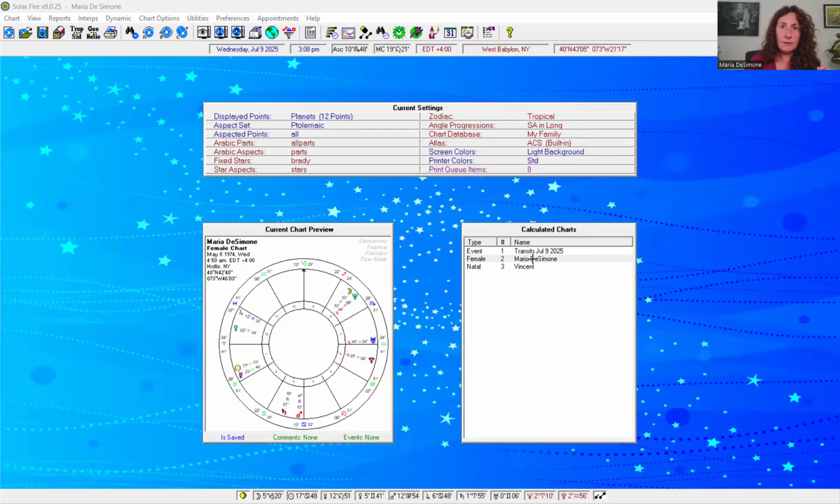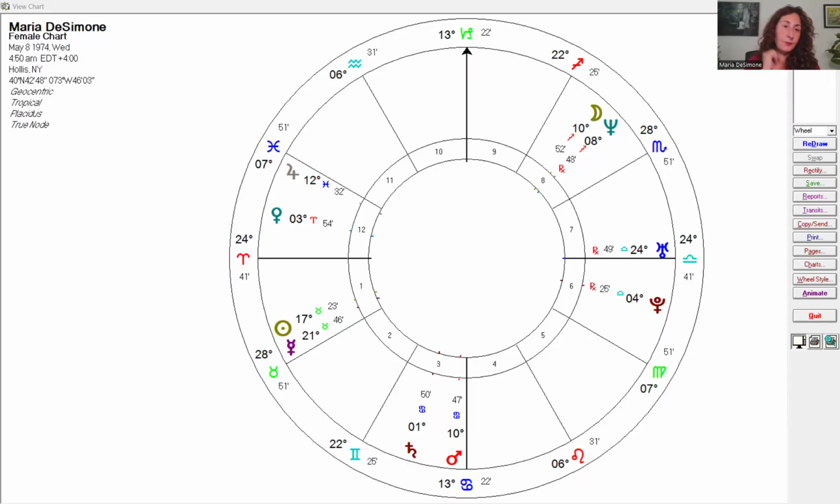This time it's actually going to be my chart. So that's my chart. I have to share that again. Sorry, guys. Hopefully, yep. Okay, there. Now we're looking at my chart for this next example, and we're focusing on transits.